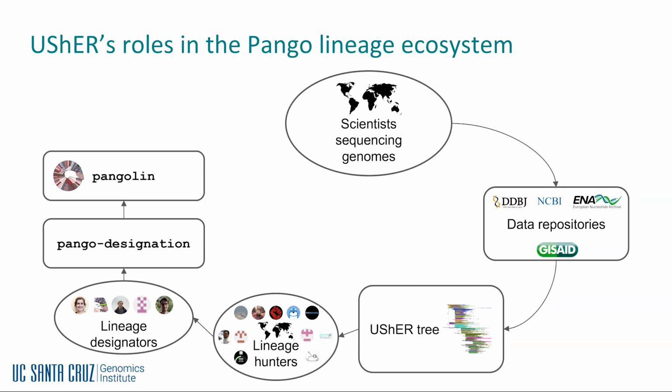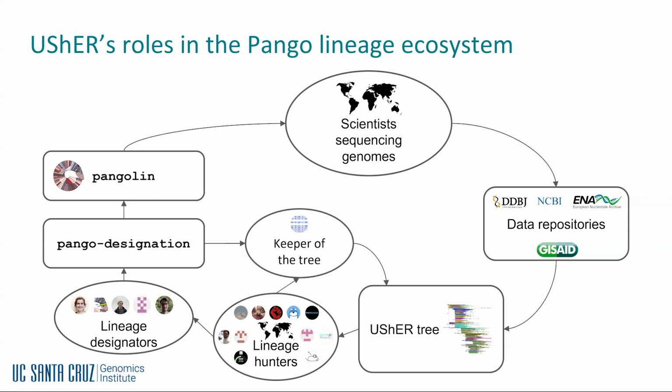So pango-designation in turn informs the pangolin tool that assigns lineages to all the new genome sequences. So I see it as kind of a closed feedback loop. These lineage assignments are going back to all the scientists who share their genomes. Another little feedback in the system is that all the new designated lineages need to be annotated on our UShER tree. That's how we get the pretty coloring by Pango lineages.